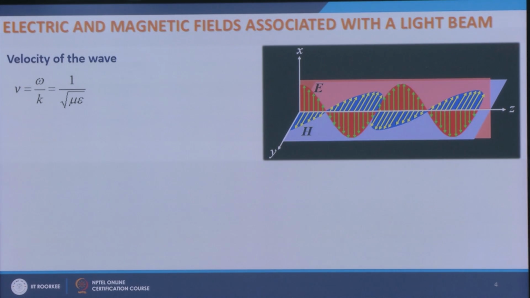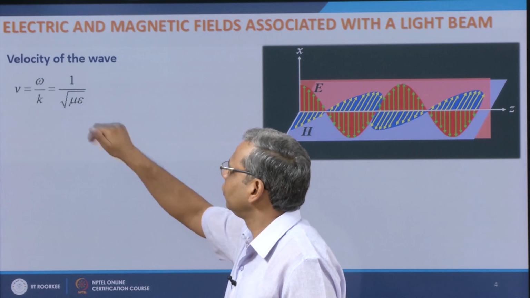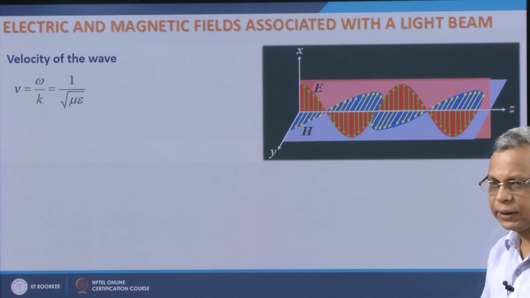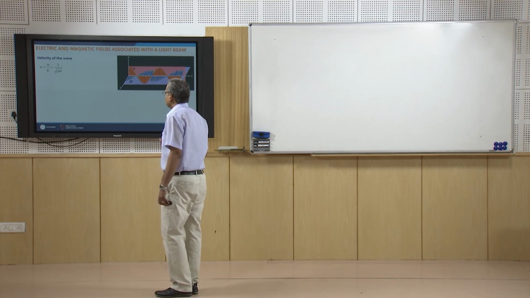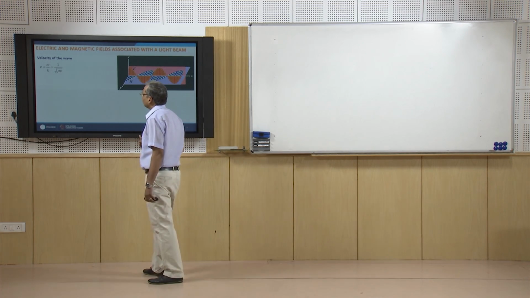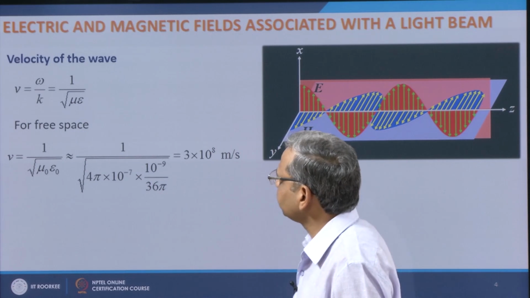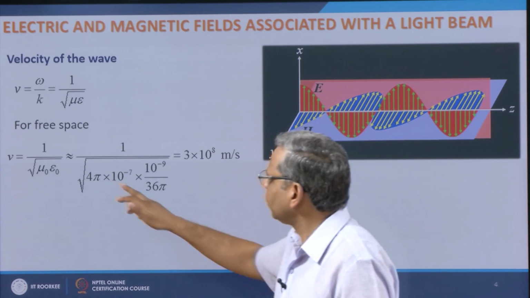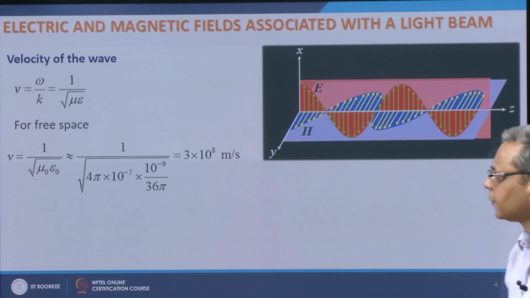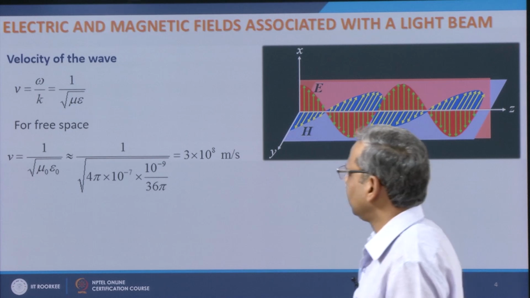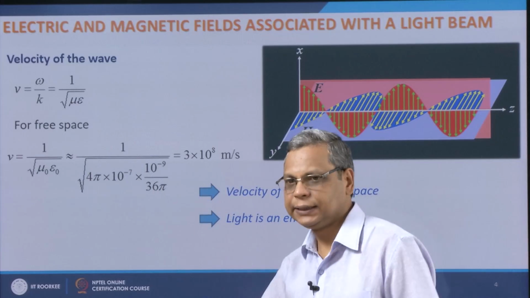What is the velocity of this wave? In the previous lecture, we had seen that omega over k is nothing but 1 over square root of mu epsilon, and this is the velocity with which the surfaces of constant phase are moving. So this v is nothing but the velocity of the wave, and let me find this out for free space. For free space, mu is equal to mu naught and epsilon is equal to epsilon naught, and I can approximate mu naught by 4 pi times 10 to the power minus 7 and epsilon naught by 10 to the power minus 9 divided by 36 pi. And if I work this out, it comes out to be 3 into 10 to the power 8 meters per second, which is nothing but the velocity of light. And that is how it has been established that light is an electromagnetic wave.